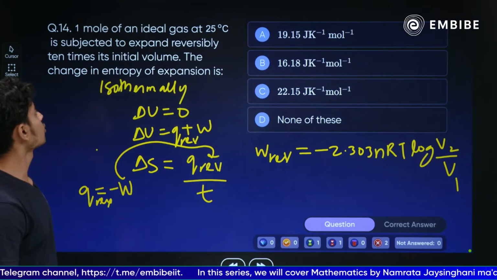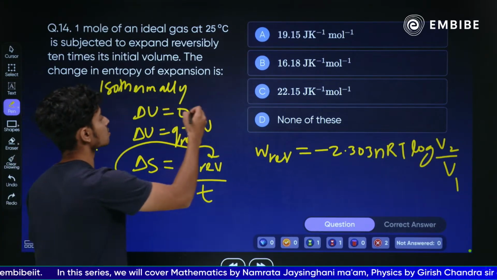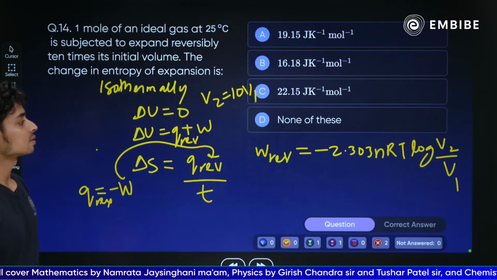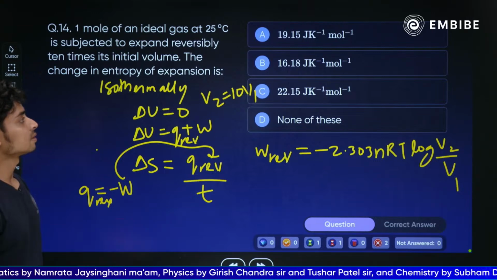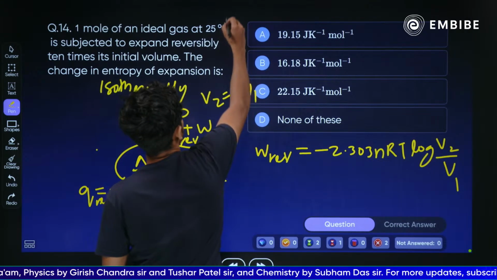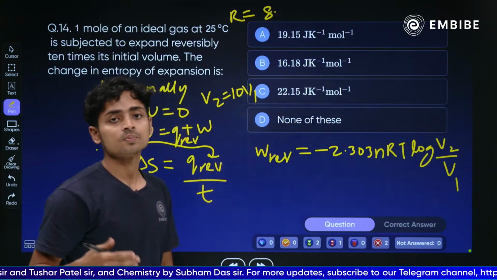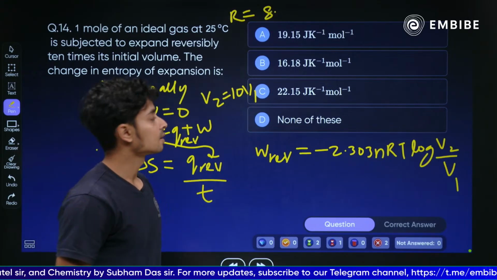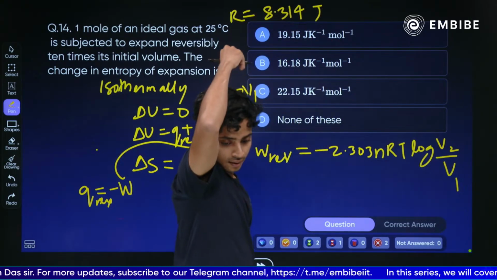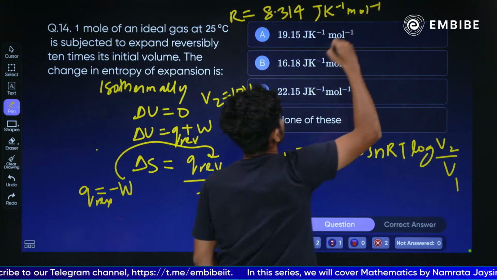So here the final volume is 10 times its initial volume. So V2 based on the question is V2 equal to 10 V1. You put the formula and get the answer. Okay. So Kelvin is there. So R value, I think you will take 8.314, because Joule Kelvin is there. If liter ATM was there, you could have answered in 0.0821. So R value you will take in Joule per Kelvin per mole.